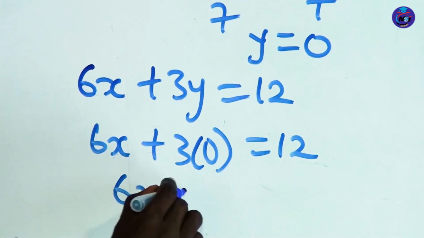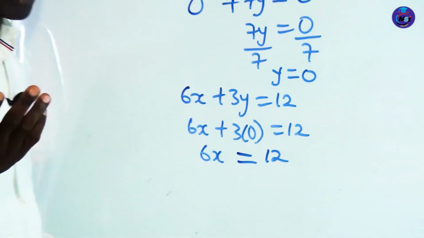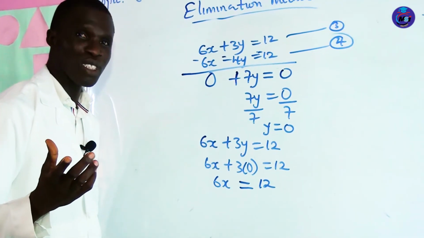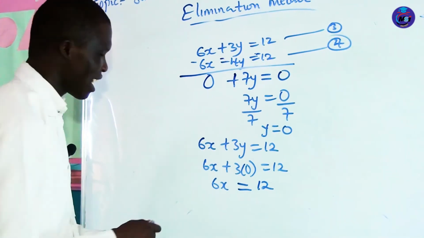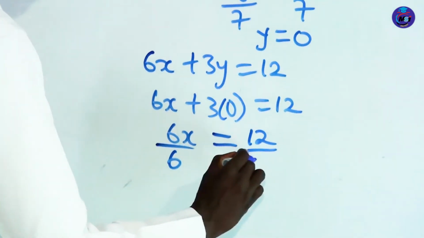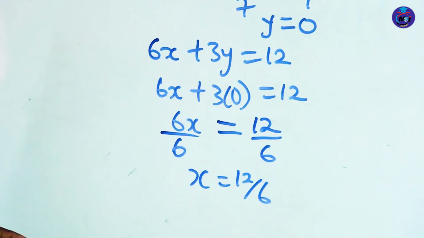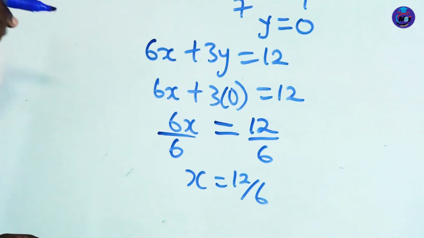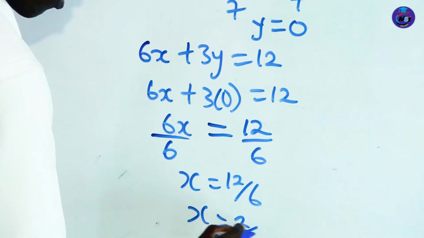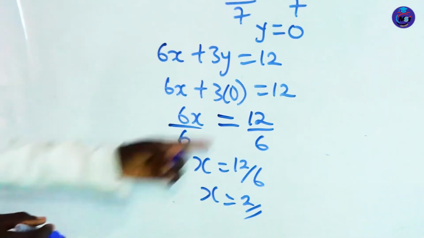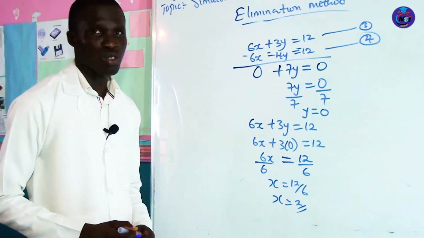Is 0. So, 12. What are we going to do now, class? I want you to help me out here. Can somebody tell me what we are going to do now? Okay, we divide both sides by what? By 6. X will give us 12 all over 6. Can somebody divide 12 for us by 6? Okay, that equals to 2. So, y is 0 and x equals to 2.